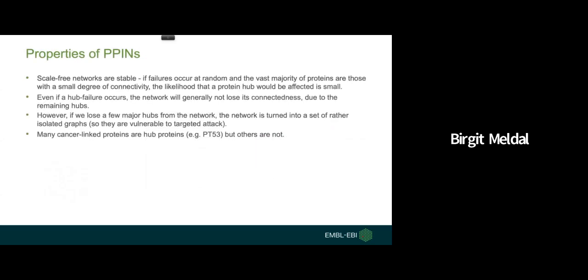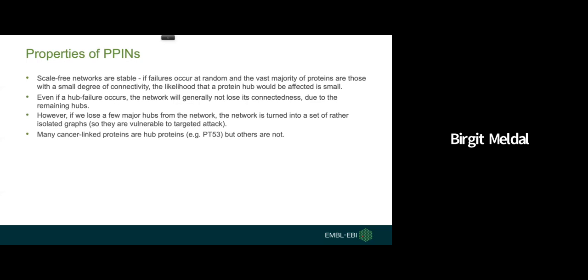So if failures occur at random in these scale-free networks, then the vast majority of proteins are still connected because they have just such a small degree of connectivity. And the likelihood that a protein hub would be affected is small. And even a single hub failure usually doesn't lead to a loss of connectedness of the whole network, because there's so much redundancy in the different connections that this network has.